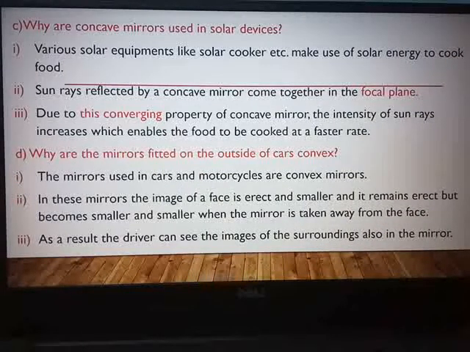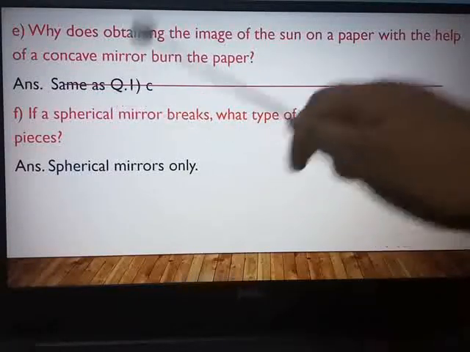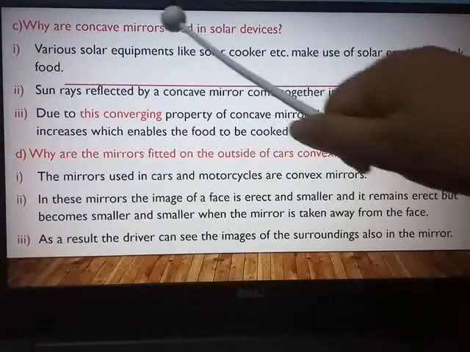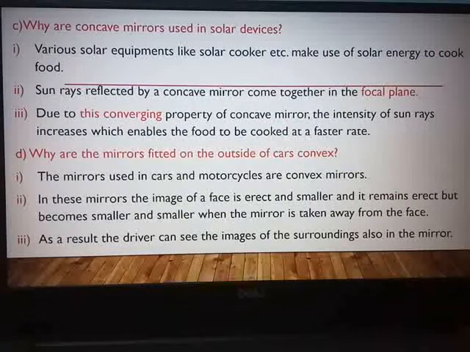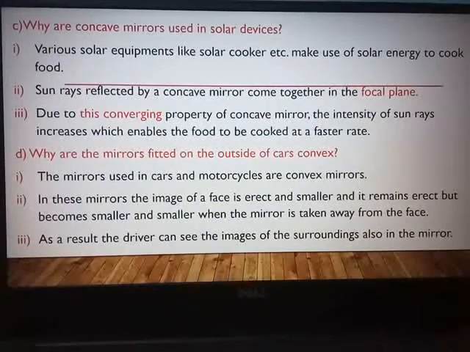Let us move to the next question, that is question number 1E. Why does obtaining the image of the sun on a paper with the help of a concave mirror burn the paper? Same as question number 1C. You can see over here, concave mirror. Again you have to use the same property of a concave mirror, that due to the converging property of a concave mirror, the intensity of sun rays increases, due to which what happens? When they come together at a point on the paper, they burn the paper at that particular point.